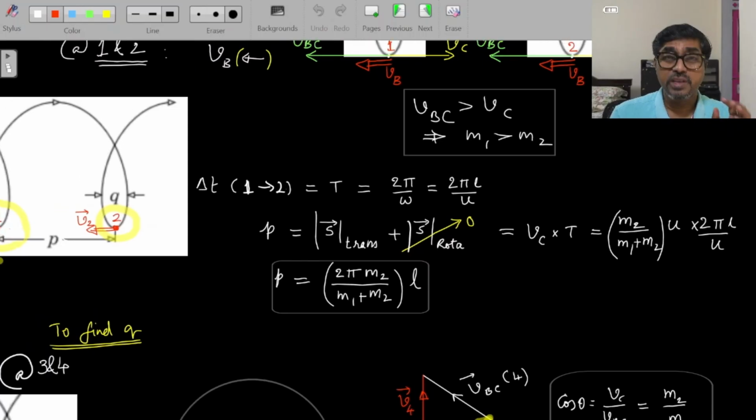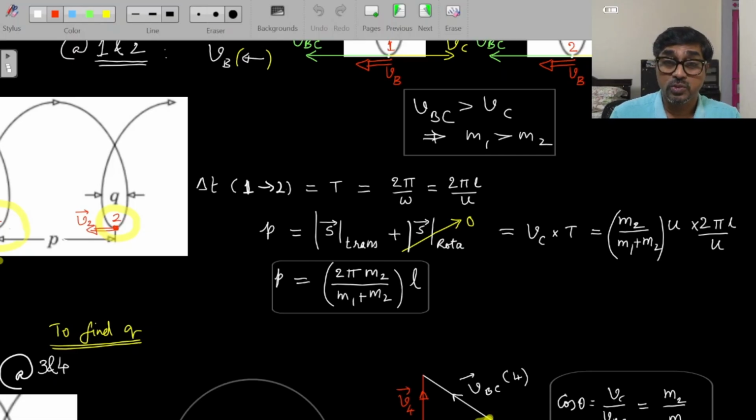Now P is the displacement due to translation plus displacement due to rotation. You see, due to rotation, displacement will be 0 because it has completed one full revolution. When you complete one revolution, you come back to the same point, right? That's why displacement due to rotation is going to be 0. Only due to translation of the center of mass do you have it. That's going to be VC into the time period. The time period we have got is 2 pi by omega. Omega is u by L. You can substitute there, you will get the P value.